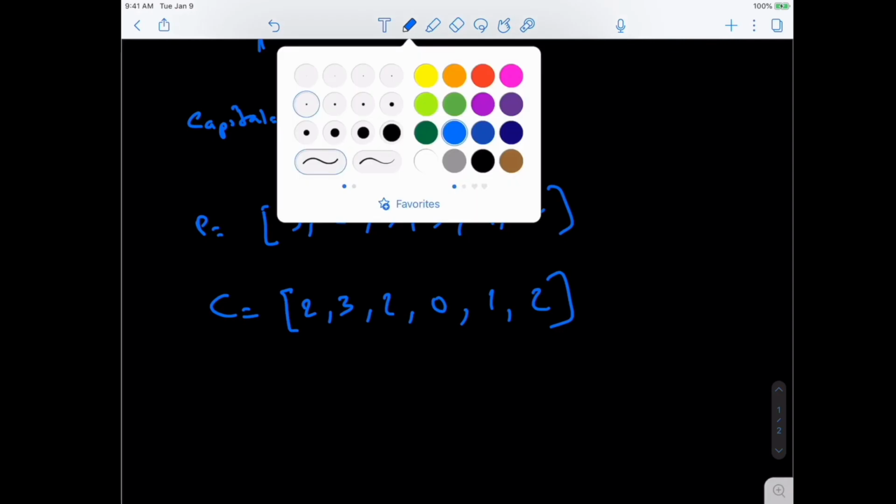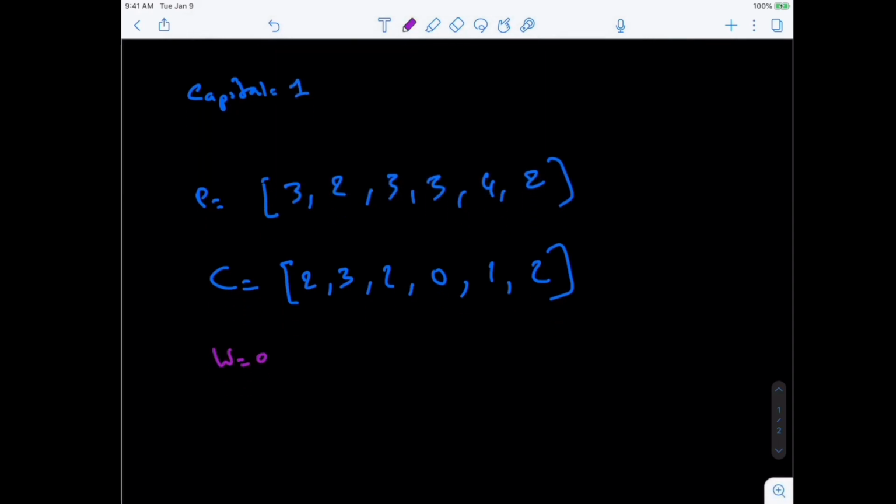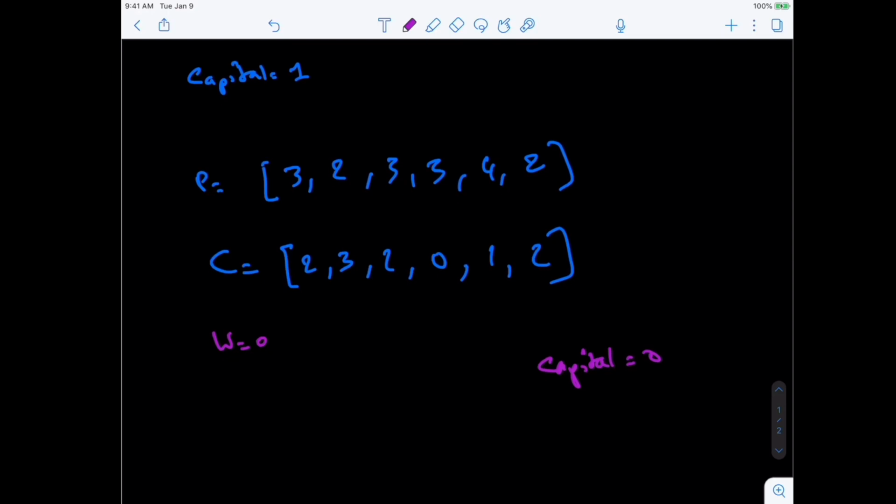Now we start out with capital, let's say equal to 0. So our capital first is 0. So what happens? We only can take this one. So we have to take this project. So we take it, we get profit of 3. So now our capital is 3. Okay? And so now which one we take, right?